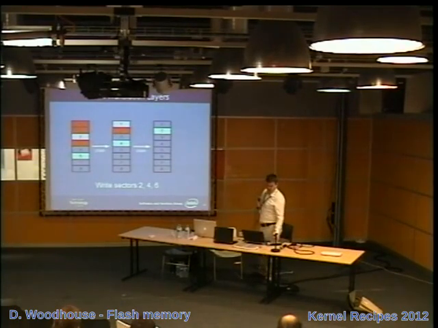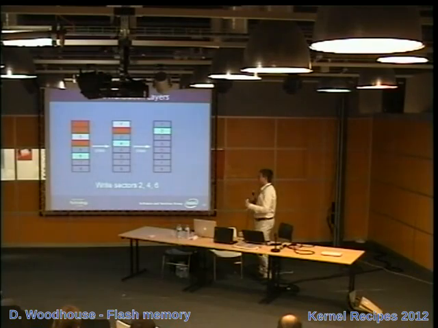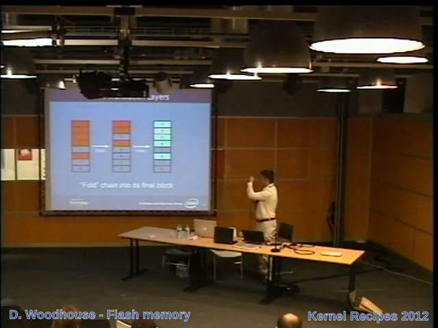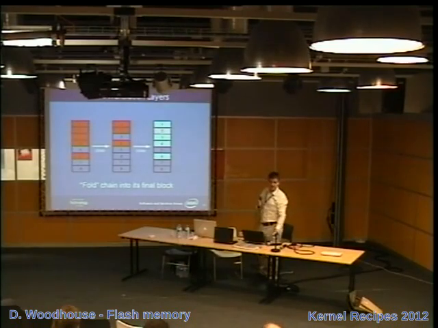and then here's another write, extending the chain even further. And obviously, this can't go on forever. At some point, you have to do your garbage collection and fold everything back into a single erase block, and that's simple enough to do. You just copy them, and then the older blocks in the chain can be erased, right?